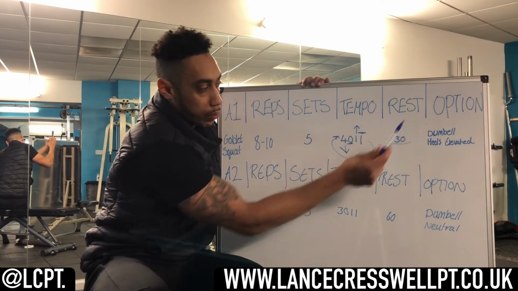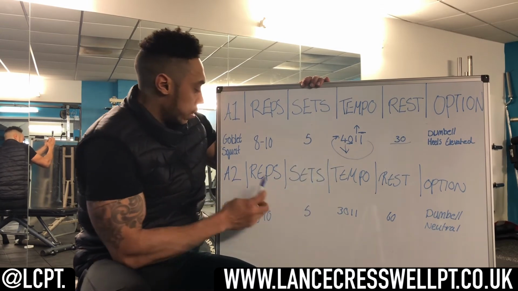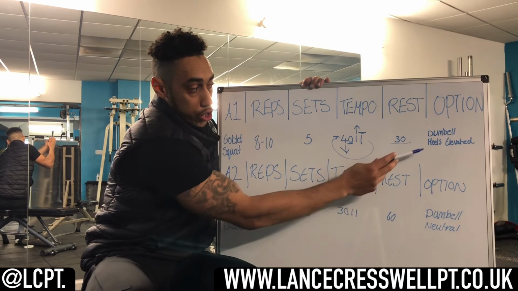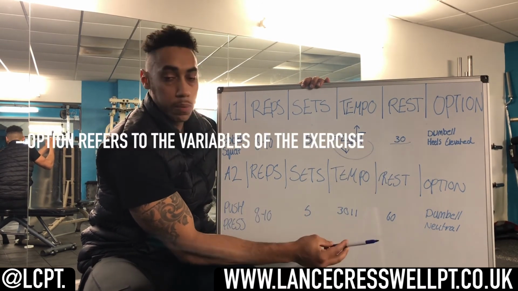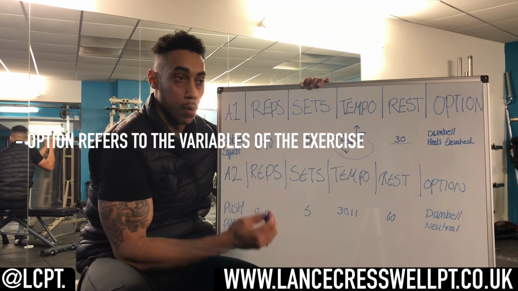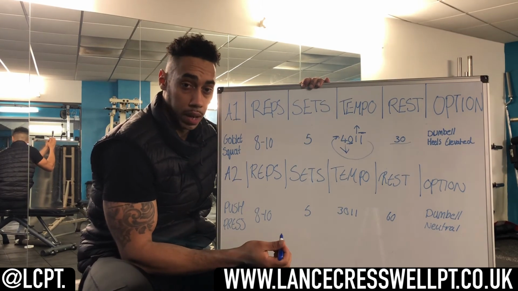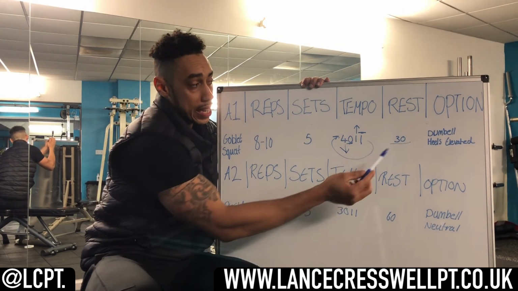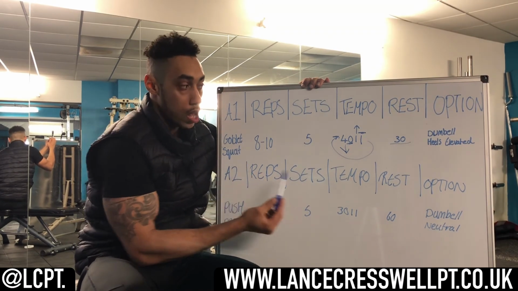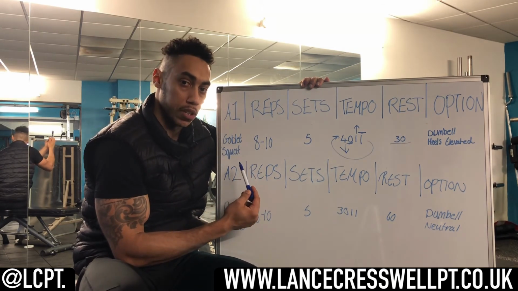The last thing that we're looking at is the option. In this instance, with the goblet squat for A1, the option is a dumbbell and it's also heels elevated, okay? So the option just refers to the variables of the exercise. A goblet squat could be performed with a landmine attachment. A goblet squat could be performed with a kettlebell. Could be body weight. The dumbbell is just an option of the goblet squat. Having your heels elevated is an option of how to perform the goblet squat.